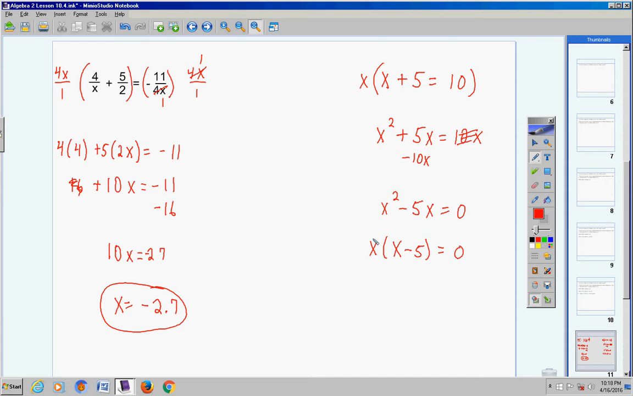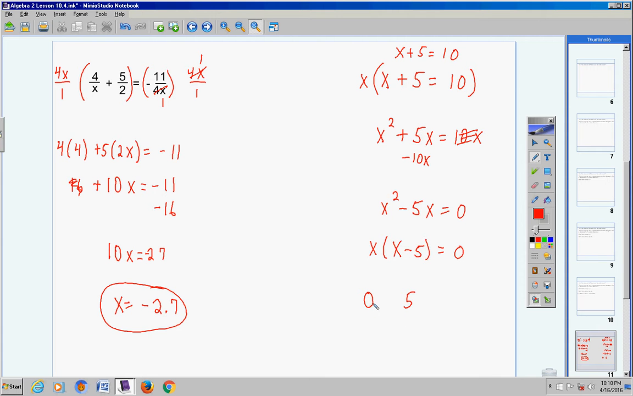Take this group and set it equal to 0, you get 0. Take this group and set it equal to 0, and you get 5. Now, let's go back to our original equation, which was this. Before I multiplied it by x, I had this for my equation. Now, remember the answer was 5. But when I multiplied everything by x and then solved it, I have another answer. Look, I have an extra answer.